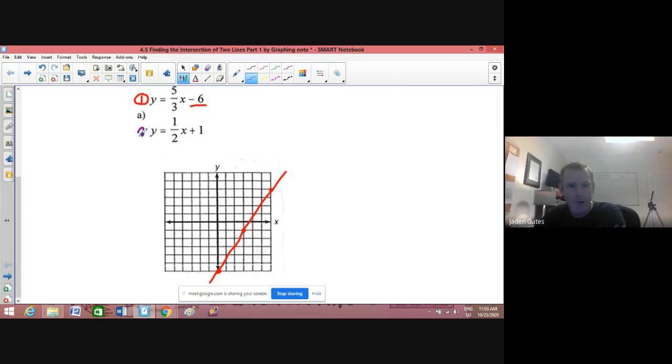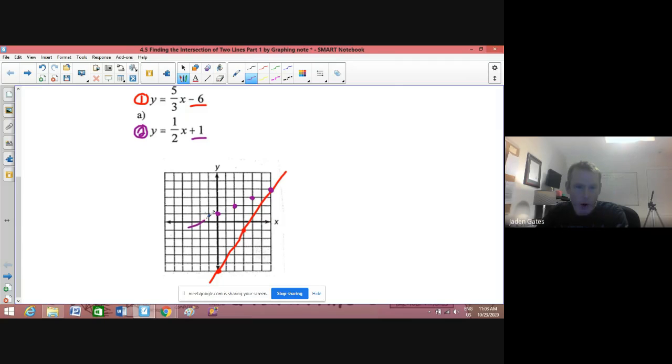Then I've got line number 2 that I want to graph. Again, I'm going to plot the y-intercept. There it is at +1. Then I'm going to use my slope, the pattern of the line, rise over run, to get more points. So I have a rise of 1, a run of 2. So I'm going to go up 1, right 2. Up 1, right 2. Up 1, right 2. Up 1. Ooh, here we go. Right 2.